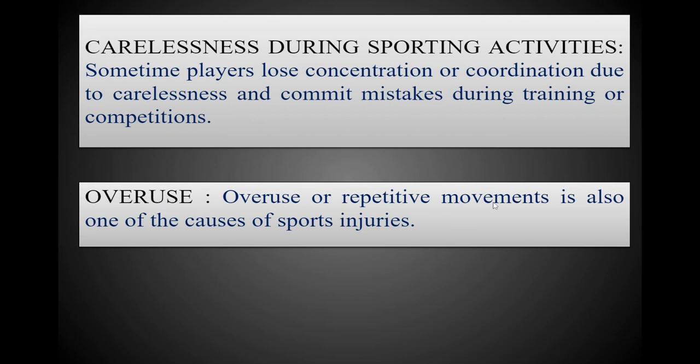Our next point is overuse. Overuse or repetitive movement is also one of the causes of sports injuries. Runners, swimmers, and tennis players are particularly susceptible to overuse injuries, including tennis elbow, tendinitis, and shoulder dislocation.